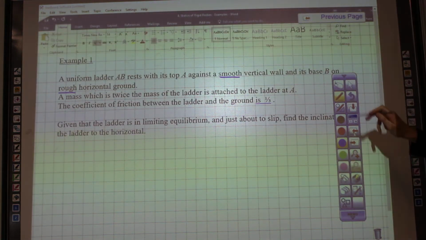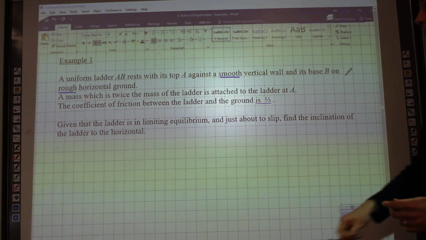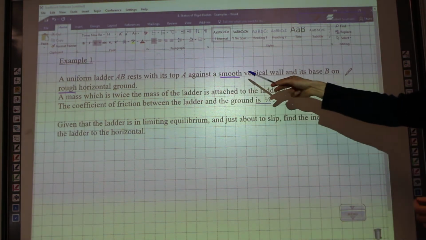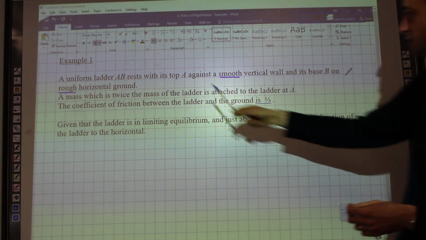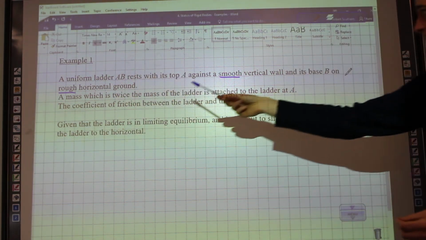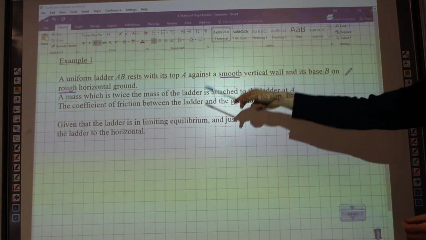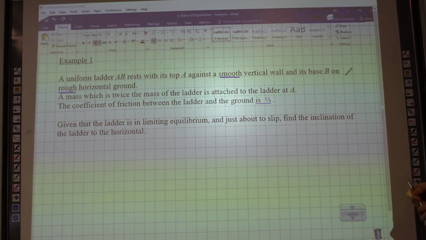Quick recap of the question to check that I've got all the information forces labelled on the diagram. Top A gets a smooth vertical wall, so I didn't draw any friction in at A. Its base B is on rough horizontal ground, so friction went in there. A mass which is twice the mass of the ladder, I've dealt with that. The one thing that I've missed, coefficient of friction between the ladder and the ground is 1/3.